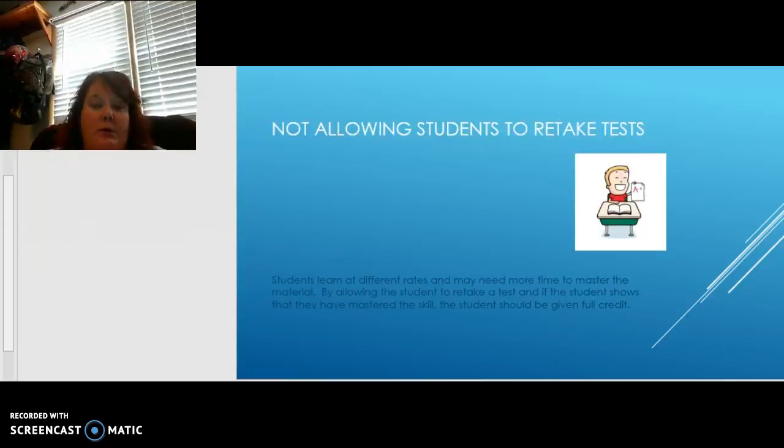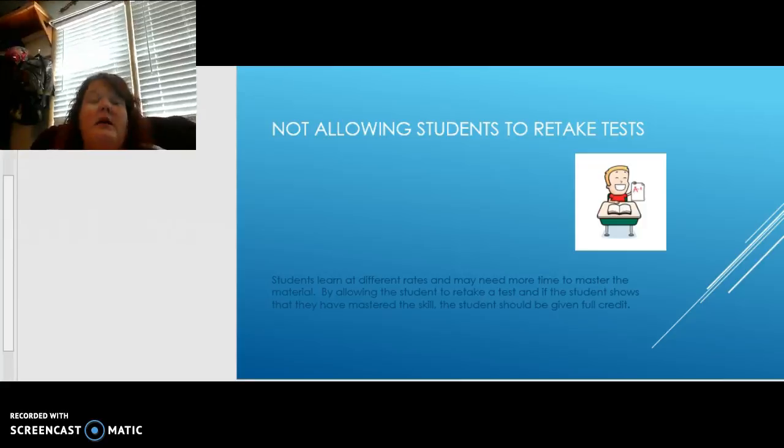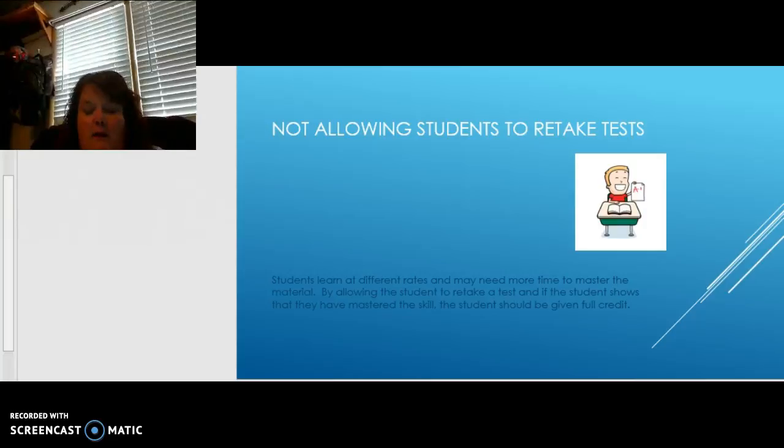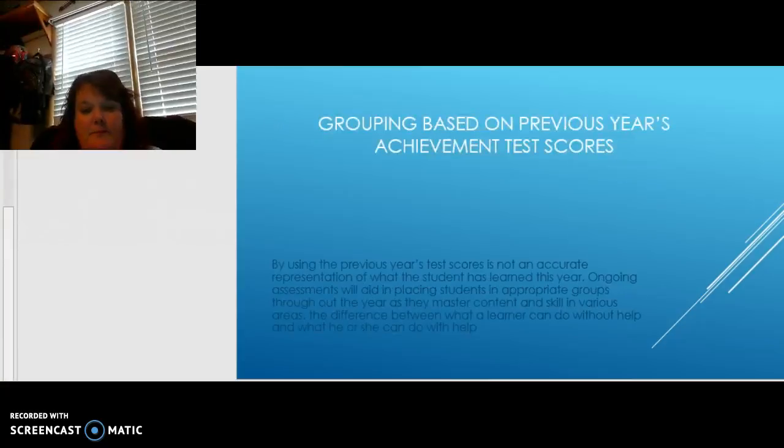By not allowing students to retake a test, you're kind of pushing them into a mold. Sometimes it takes a while for a student to master a concept or skill, and you need to use formative assessments to do this. That means you're going to be testing periodically, so that they know it. And once that student has mastered that concept and skill, they should be given full credit for it, because that's how we grade our kids on things, is how they master it. And if they've mastered it, they should get the credit for it.